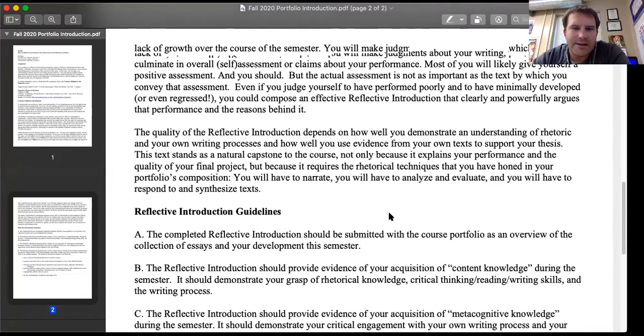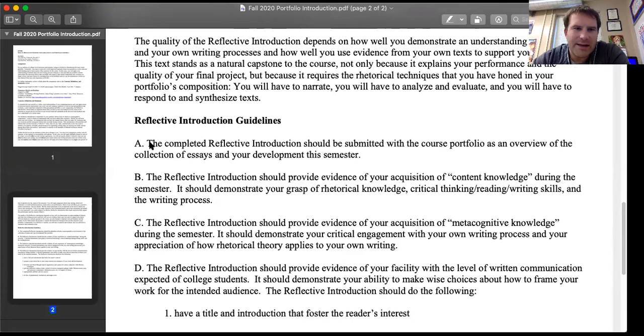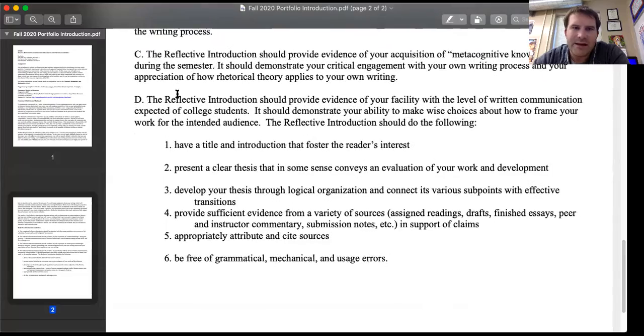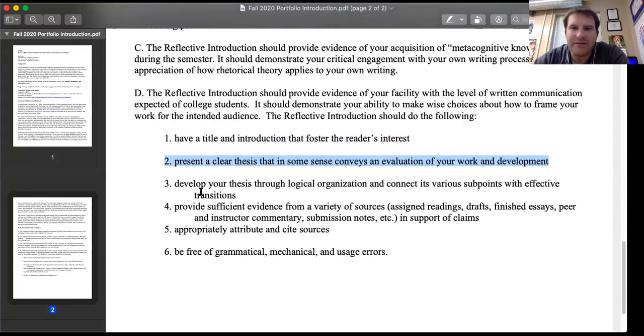All right, so let's skip ahead to the guidelines. You provide content knowledge of understanding how these skills work. You can look through all these if you want. You have to have a title, of course. You need to present your thesis of whether you improved or you didn't. You need to develop your thesis using logical points, so talking about each of your essays and providing enough evidence, using actual examples from the essays, and appropriately attributing and citing sources.